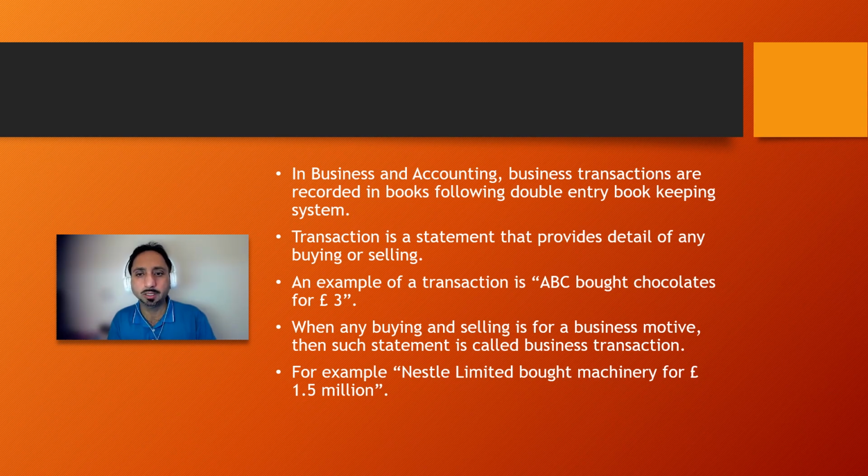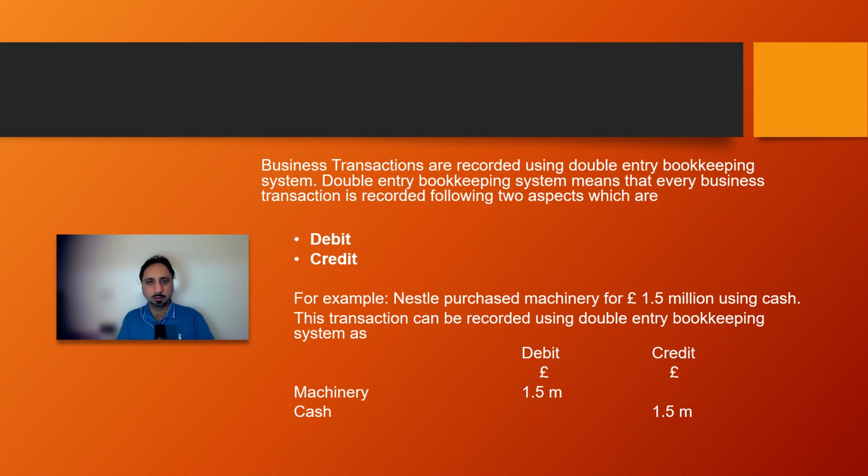When any buying and selling is for a business motive, then we say that the transaction is a business transaction. So if it's a business entity and that business entity buys or sells something, that is a business transaction. For example, Nestle Limited bought machinery of £1.5 million. This statement is a business transaction. So business transactions have to be recorded following double entry bookkeeping system.